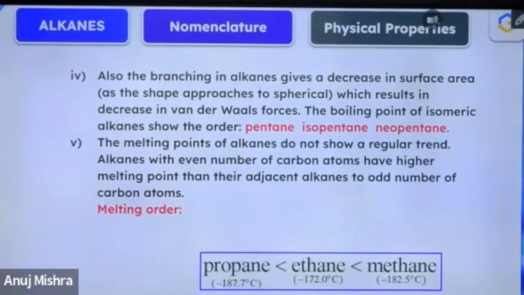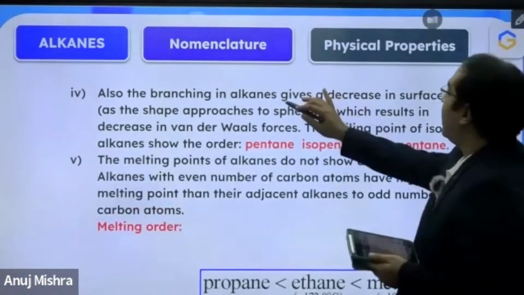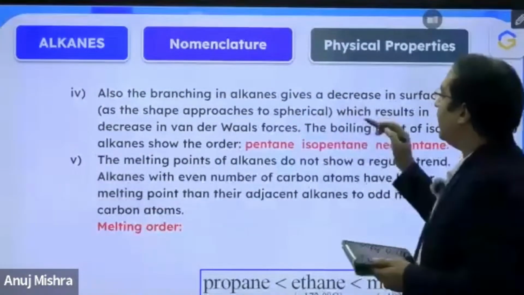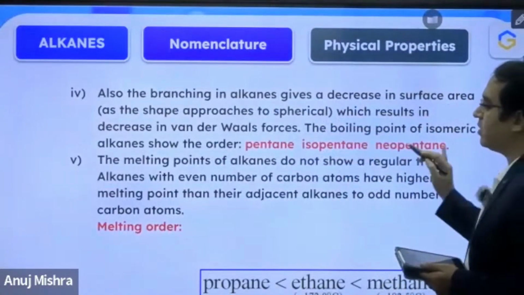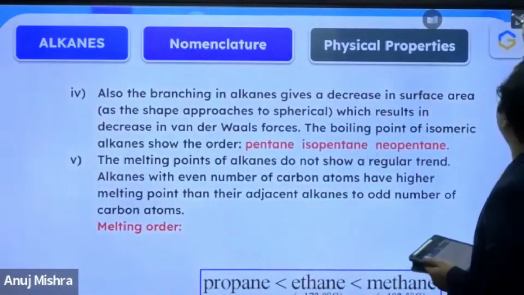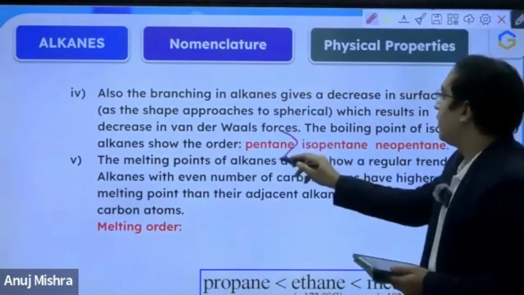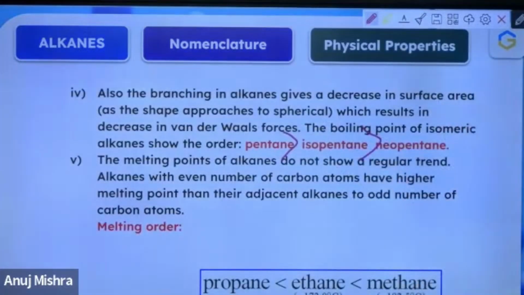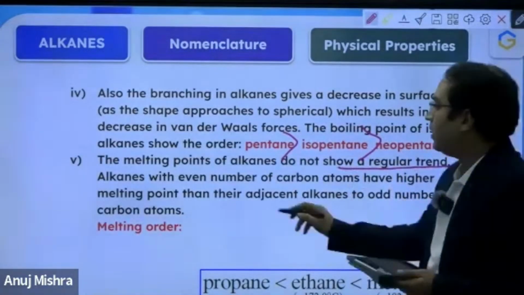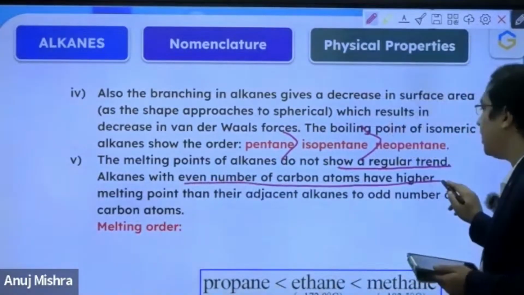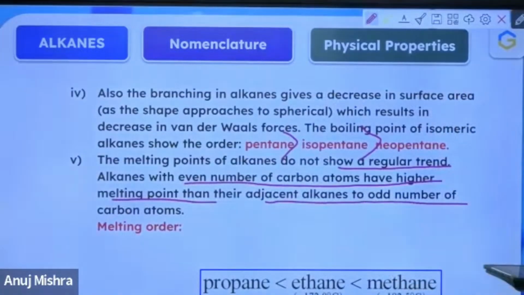Yeah, I'm coming to that. So write down physical properties. Branching in alkane gives a decrease in surface area, and hence you know that the van der Waals forces will decrease. The boiling point of isomeric alkanes show the lesser value. Pentane, isopentane, neopentane, the sequence will be highest for pentane and then decreasing, right? The melting point of alkanes do not show a regular trend. Even number of carbon atoms have higher melting point than their adjacent alkanes with odd number.